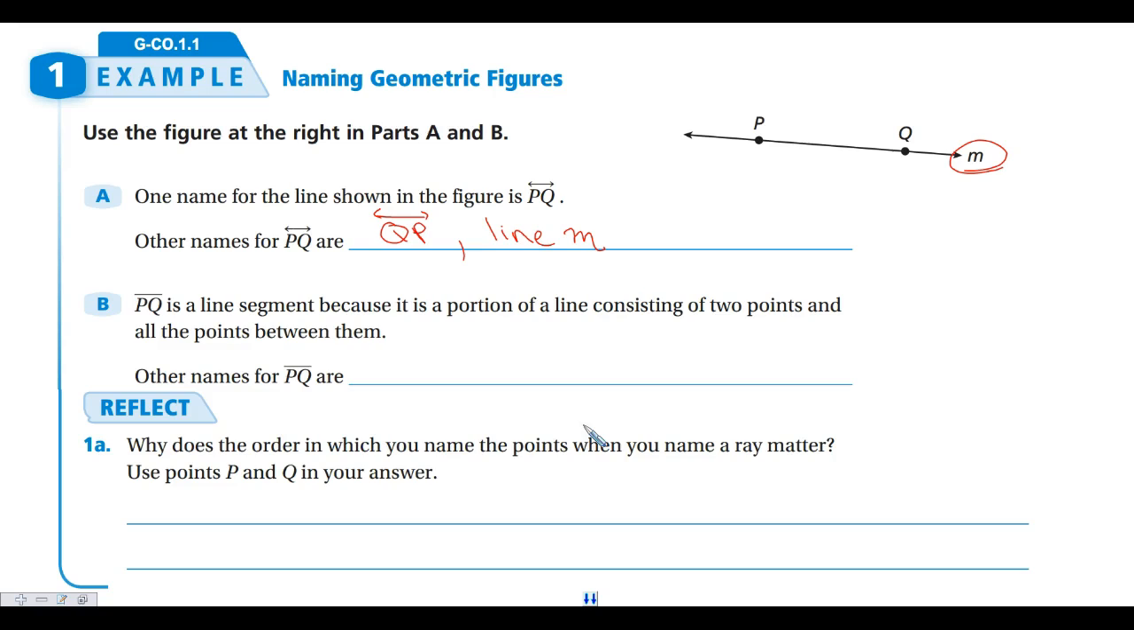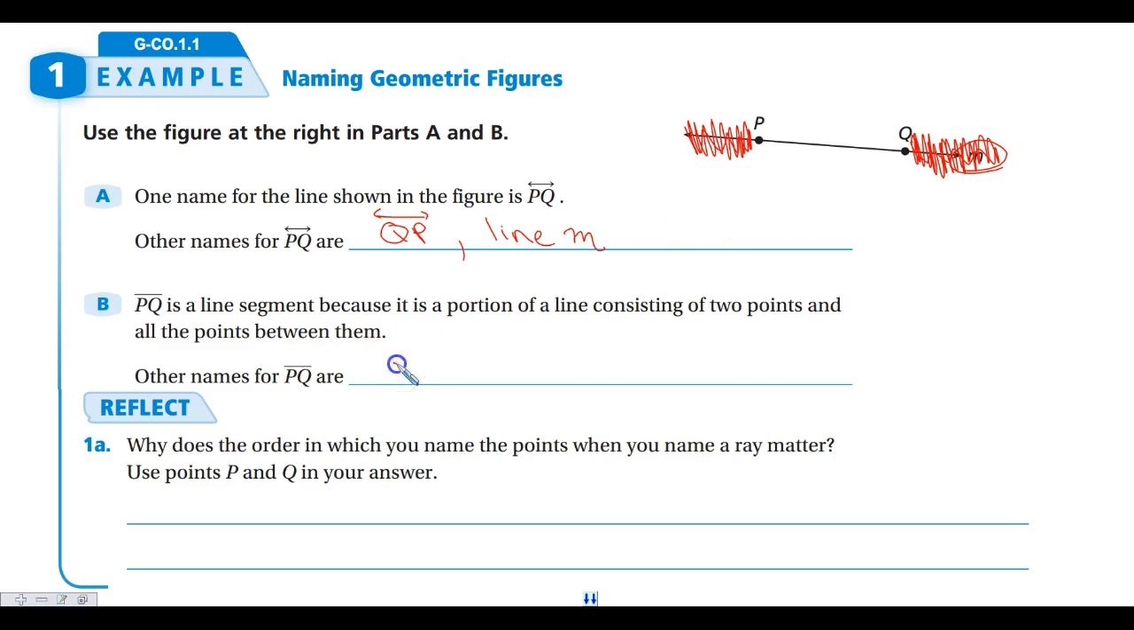Part B says if we just look at PQ, so what I'm going to do is ignore this piece and ignore this piece. You do not have to do this on your paper. I'm just doing it for our purposes of looking at it. Okay, so we've got segment PQ here and we want to look at another way to name it.